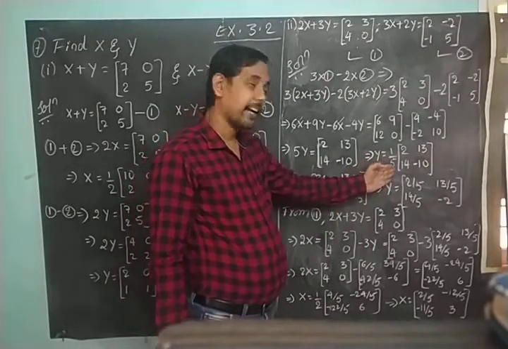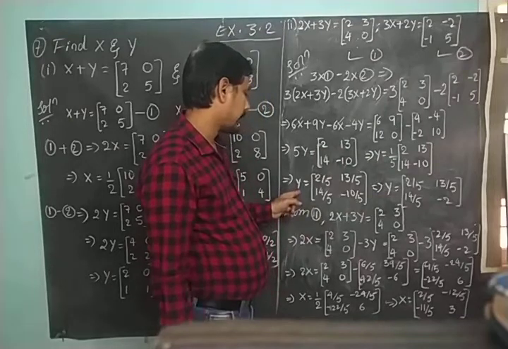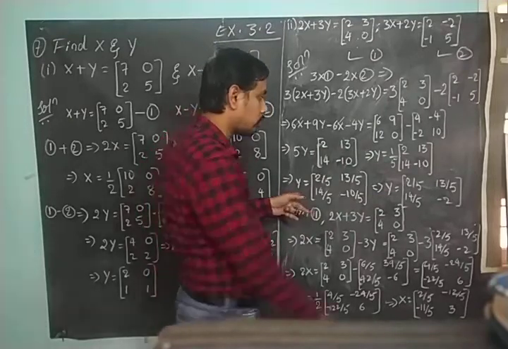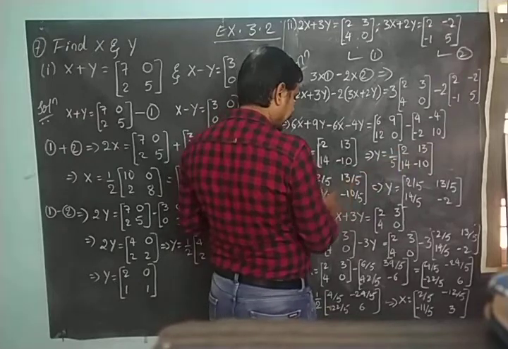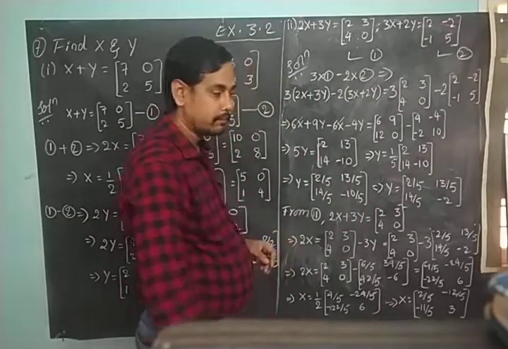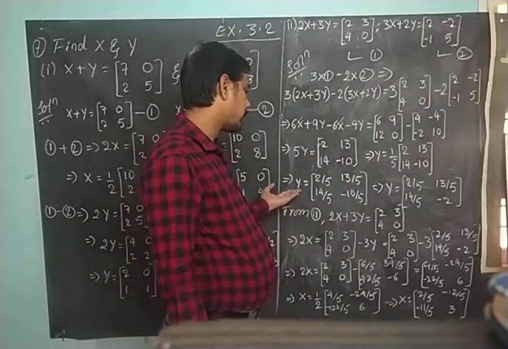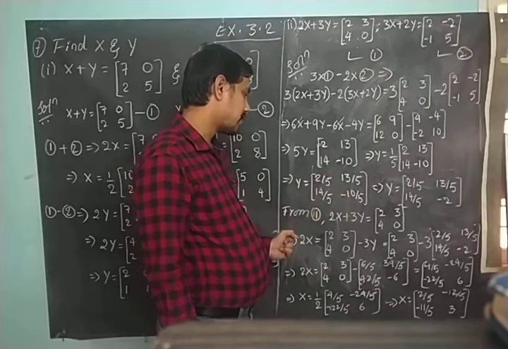Now for y, we have scalar multiplication by 1 upon 5. Take that 1 upon 5 inside. What happens to y? y will be equal to 2 into 1 upon 5, that is 2 by 5, 13 by 5, 14 by 5, minus 10 by 5. Okay. So the value of y is 2 by 5, 13 by 5, 14 by 5, minus 10 by 5.